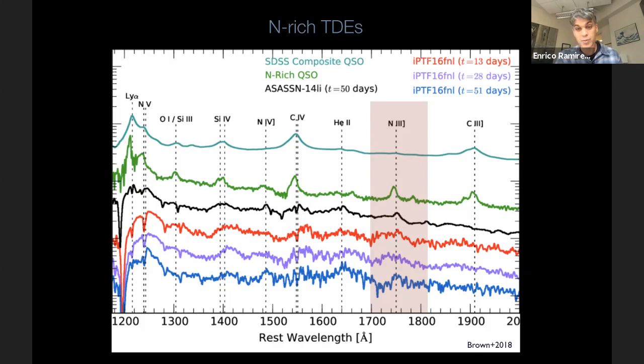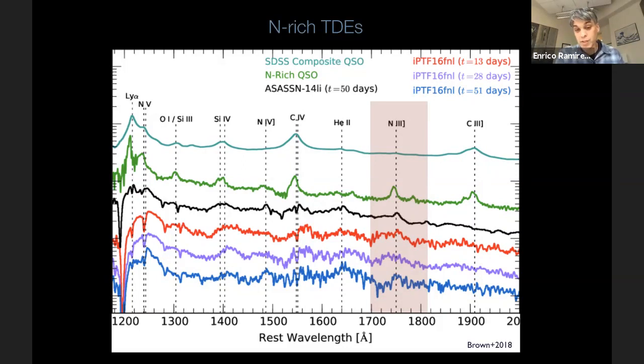the SDSS composite spectrum, you really don't see the nitrogen line. But if you compare some of these nitrogen-rich quasars, they have spectra that are relatively similar. And you can clearly see for ASASSN-14li the clear nitrogen feature there.